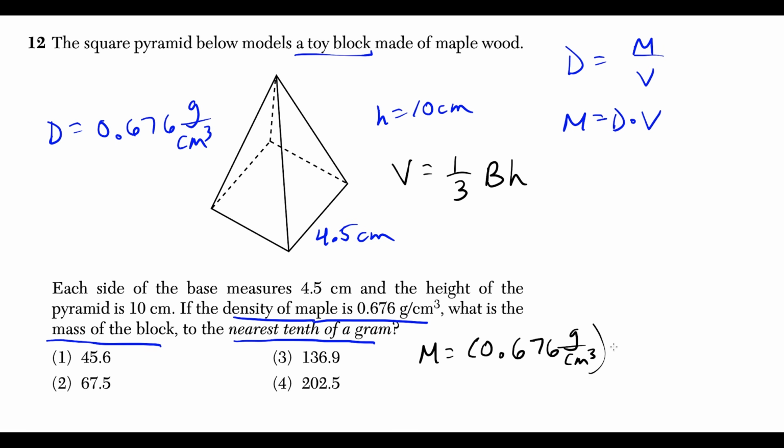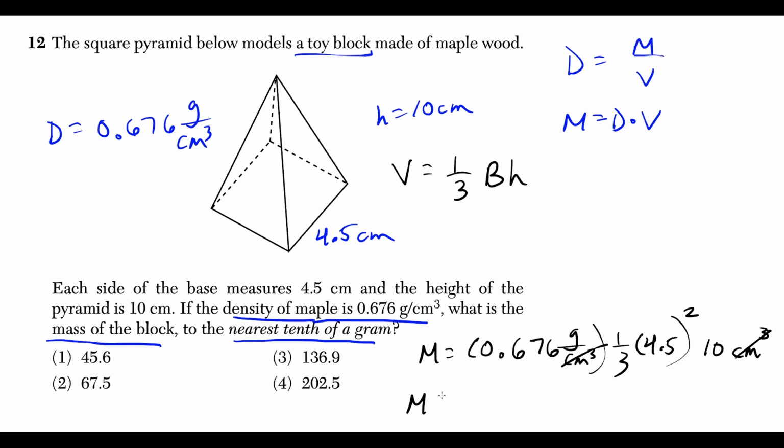And now we're going to multiply that by 1/3. The area of the base is 4.5 squared, because it's a square base and the side lengths are 4.5. So we have 4.5 squared, and the square centimeters I'll attach at the end. And then we're multiplying that by the height, which is 10 centimeters. But remember, centimeters squared times centimeters is going to give us cubic centimeters, which makes sense because we're talking about volume. But now notice cubic centimeters over cubic centimeters cancels.